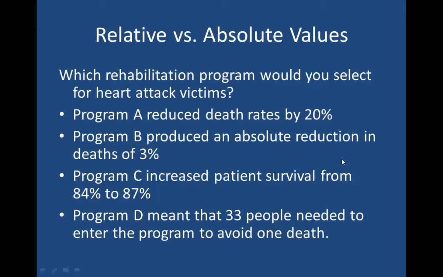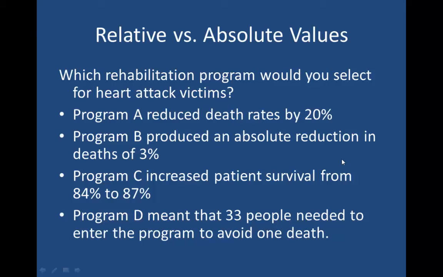So, if I had a rehab program for heart attack patients, and program A reduced death rates by 20%, program B had an absolute risk reduction of deaths of 3%, Program C increased patient survival from 84 to 87%, and Program D meant that 33 people were needed to enter the program to avoid one death. Do you realize this is all examples of how we might report exactly the same data?